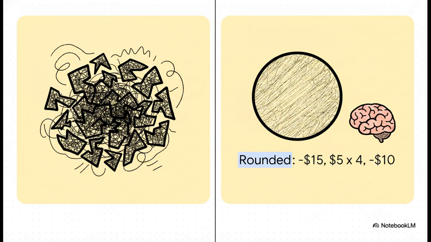We're using magnitude estimation right here to find our ballpark by rounding our exact, kind of messy decimal values to friendly integers. So negative 15.50 just becomes negative 15. 5.25 times 4 becomes 5 times 4. And that snack expense rounds from negative 8.75 down to negative 10. This makes the mental math an absolute breeze.